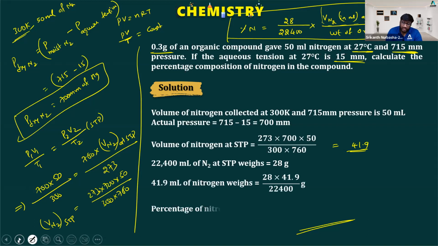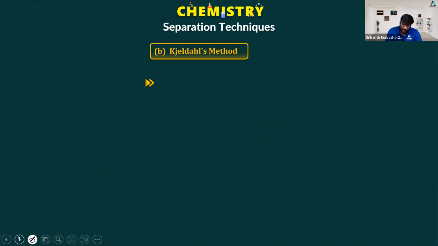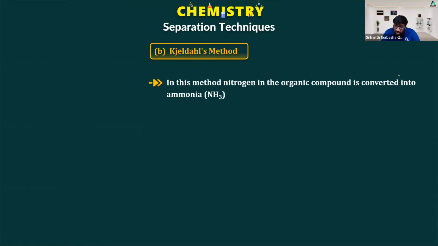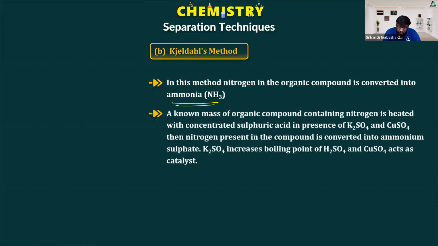The next method is Kjeldahl's method. In this method, nitrogen in the organic compound is converted to ammonia, through ammonium sulfate formation. A known mass of organic compound, that is, the mass of the organic compound you are taking should be known to you. A known mass of organic compound containing nitrogen is heated with concentrated sulfuric acid in the presence of K2SO4 and CuSO4. Then nitrogen in the compound is converted to ammonium sulfate. K2SO4 increases the boiling point of H2SO4 and CuSO4 acts as a catalyst.